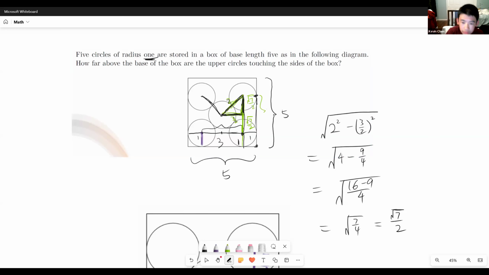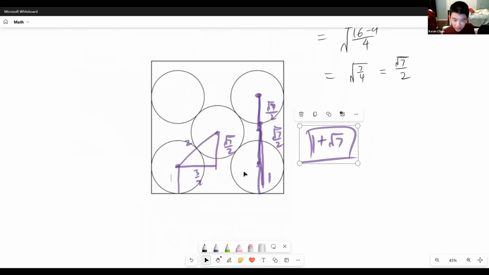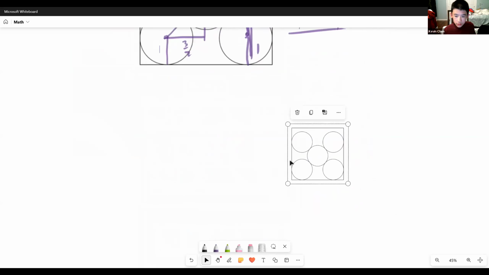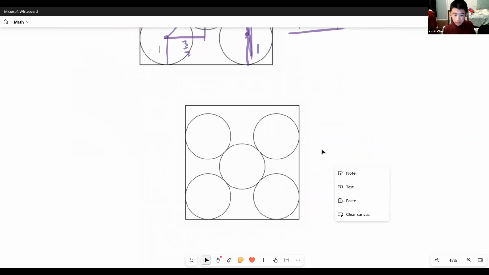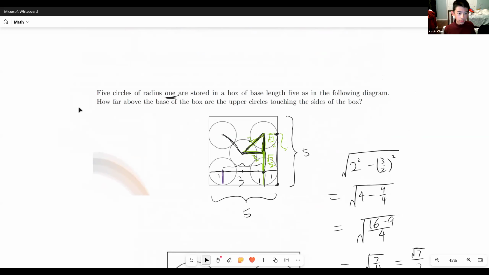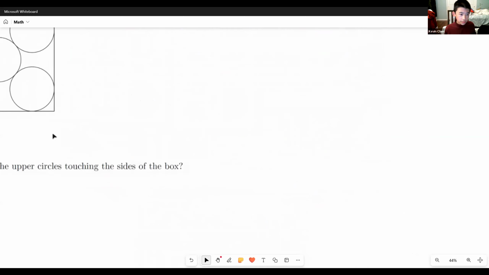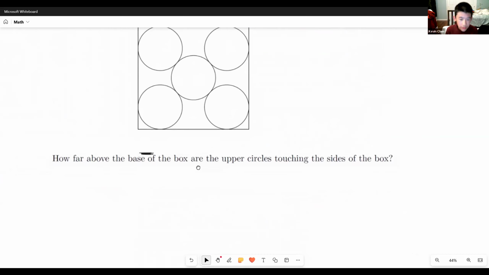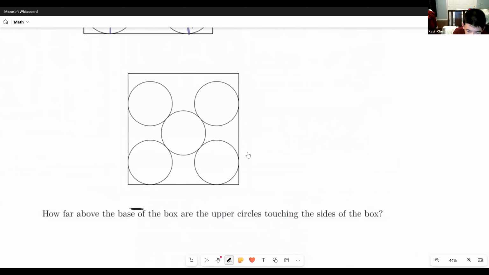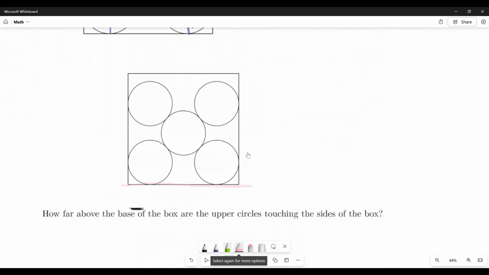Because basically, wait, sorry, because the diagram is like, I'll just copy another diagram over. The question here is basically how far above the base of the box. So the base of the box is this section over here, right? But that means how far the upper circles go up, because it means it's touching the sides of the box, yeah, here.